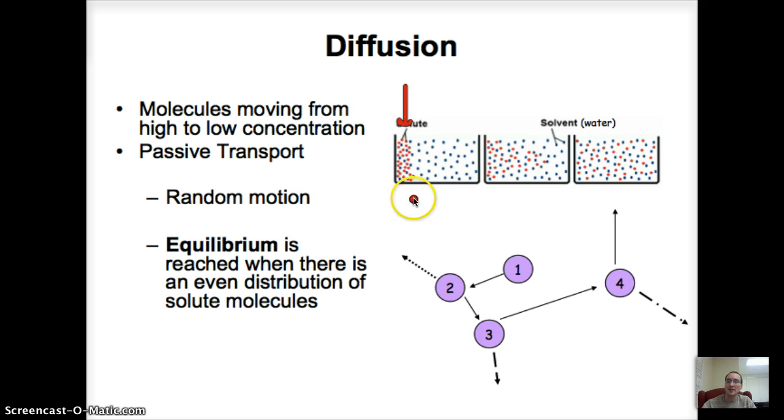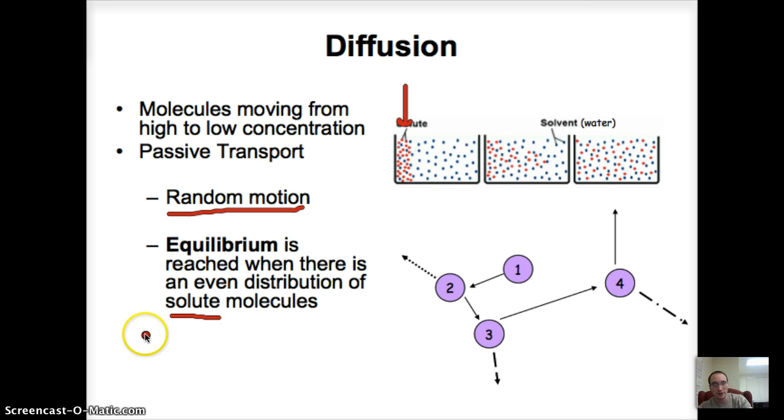Well, what's going to happen is it's going to start on this side, and all of these molecules are going to be in random motion. And eventually they will make it, and they will spread all the way throughout, and they're still moving in here, but it's at equilibrium, which is when there is an even distribution of what we will call solute, or the sugar, or in our case, our food coloring molecules.